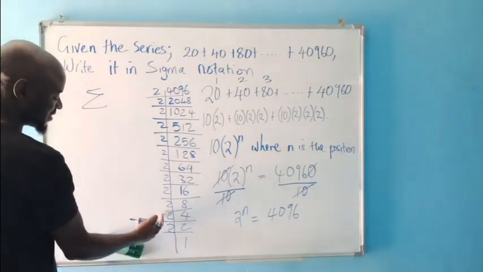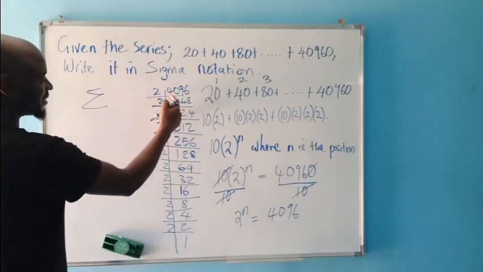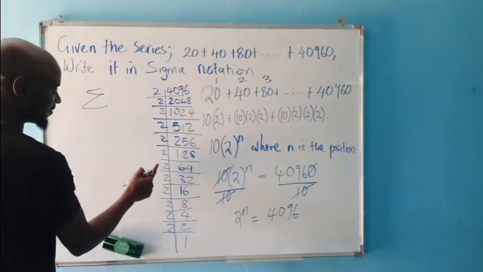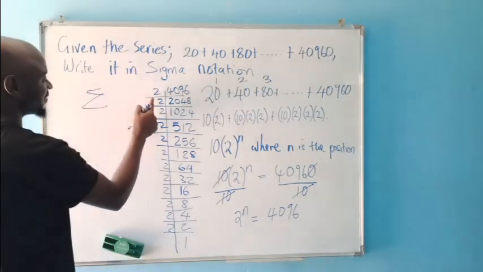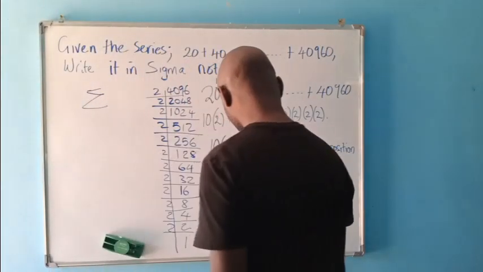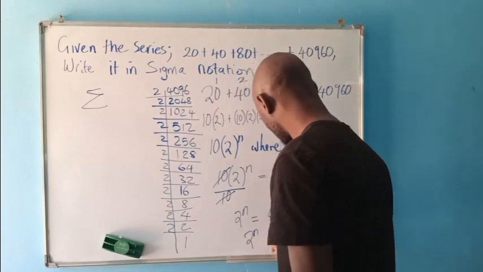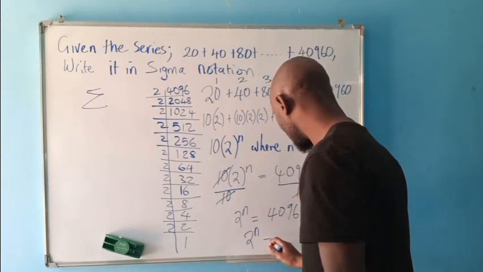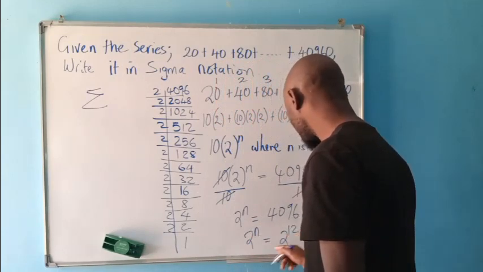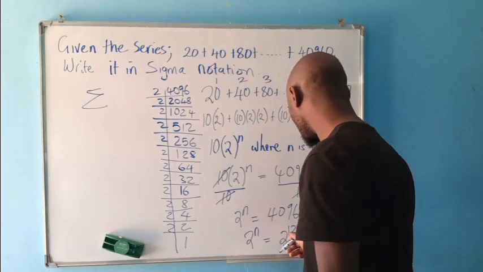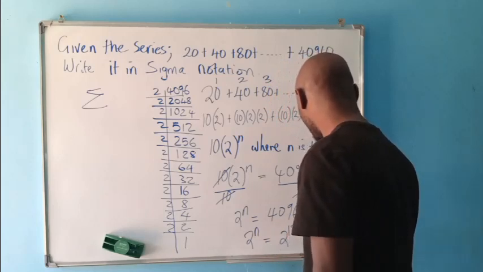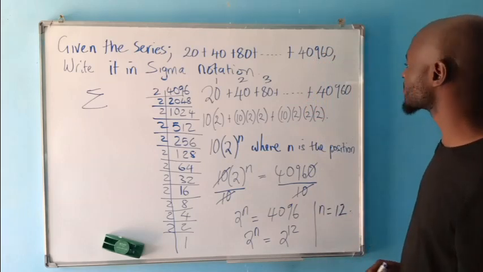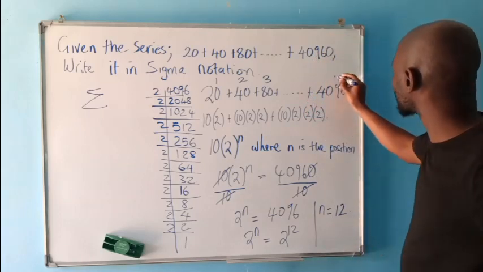So when we multiply these 2's, it will be equivalent to this. So in other words, how many 2's do we have? 1, 2, 3, 4, 5, 6, 7, 8, 9, 10, 11, 12. So in other words, 2 to the power n, if we have to get this number, it should be 2 to the power 12. In other words, this is the same as 2 to the power 12. So the bases are the same. The powers should also be the same. In other words, n is equal to 12. So this term here is term number 12.